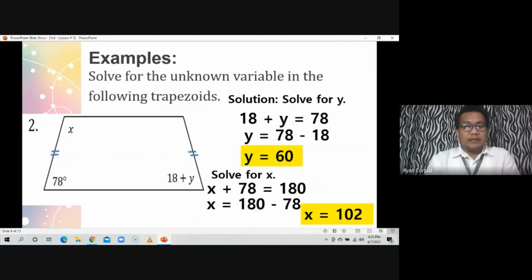So did you get example number 2? So hopefully, nakuha nyo yung mga examples na binigay natin in this lesson. And hopefully, makatulong sa inyo when you encounter problems which involve a median of a trapezoid as well as isosceles trapezoid.